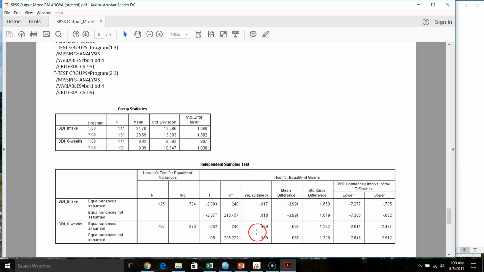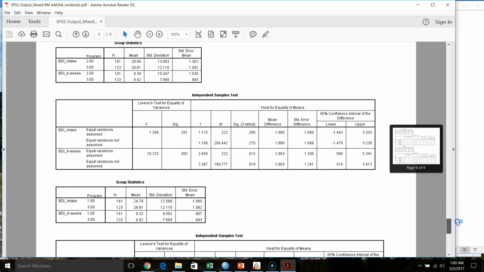So despite the fact that we would probably identify this as a reliable effect at a per comparison error rate, we're not going to do that here. We're going to say, well, we don't have sufficient evidence with our correction to conclude a reliable effect.